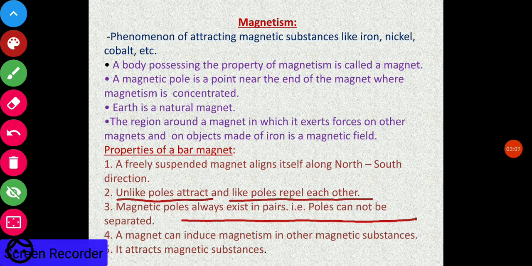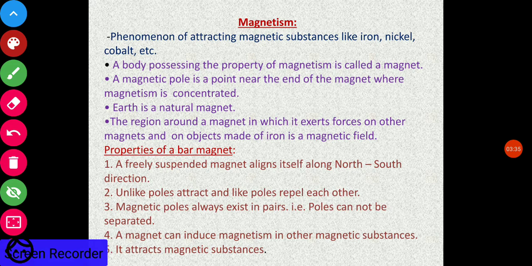If you have a magnet and you want to cut it in between to separate the two poles, it is not possible, because as soon as you cut a magnet, the two pieces will become two full magnets, each containing a north and a south pole. So you cannot separate the north pole from the south pole.